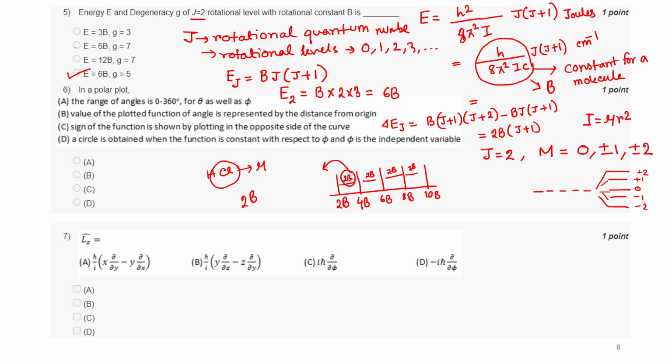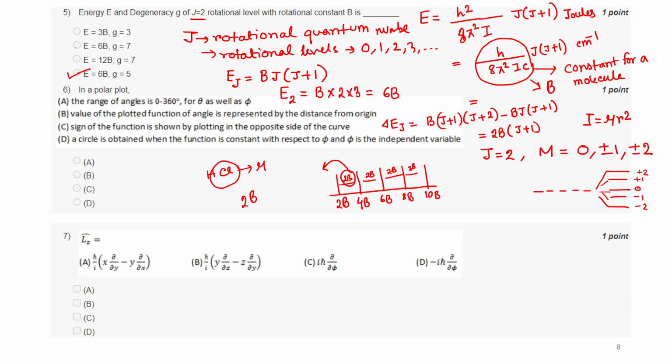Now we have digressed too much. So let us come back to question number 6. I hope the discussion we had gave you some idea of what we were discussing. So this question deals with the polar plots. I think lecture number 4 of week 4 has discussed the polar plots. So there we have to find which statement is correct.